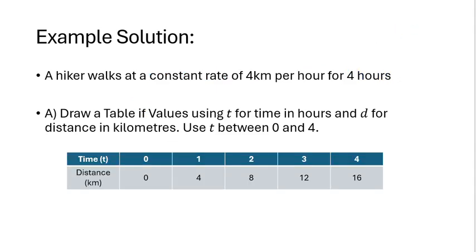So when you use a table of values, just say, hey, when I first started at time 0, I haven't really walked anywhere. But after I walked for 1 hour, I've walked 4 kilometers. And then you pretty much continue on with the pattern. So this is how you would construct your table of values.